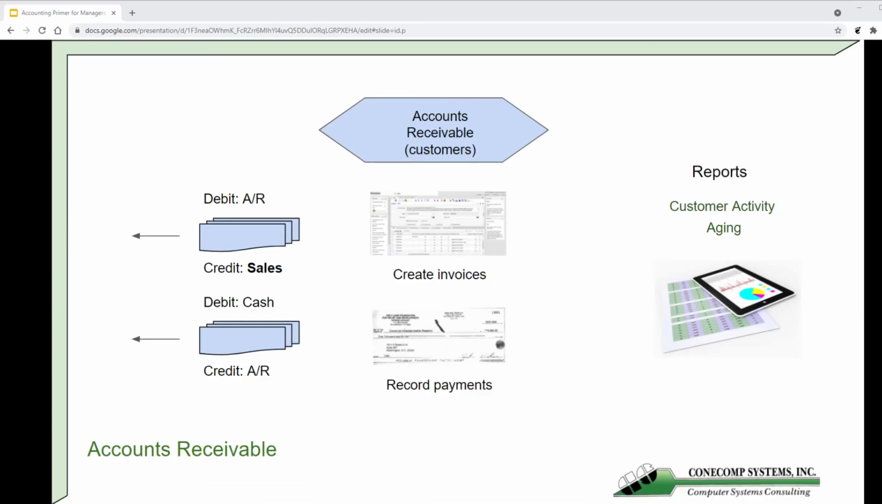So that's accounts receivable, and accounts payable, as was mentioned, is the largest source of transactions to the general ledger. The next three components we're going to talk about are out of the scope of this primer. We're just bringing them in here because they impact accounts receivable and accounts payable. So let's just touch on them.